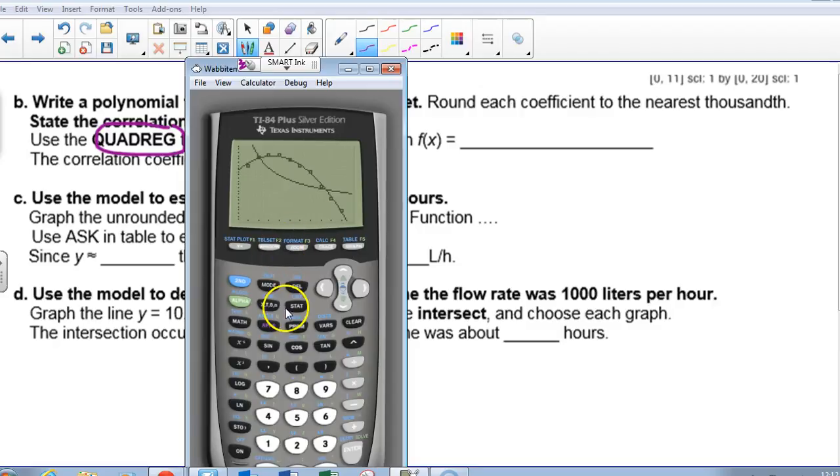We could have done instead the quartic. Remember I said that one might work? I'll just show you. You don't need to do it. I'm going to put that one in Y2 right over the top of that one that obviously wasn't working.